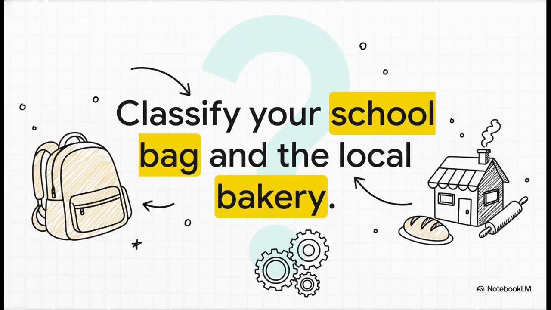And now it's your turn to apply this knowledge. Look around your house. Can you try to classify the industry that made your water bottle or your school bag? Also think about the local bakery or the dairy shop near your home. What kind of industry is that? Try to classify it using the methods we've just discussed. This will really help you to remember these concepts.